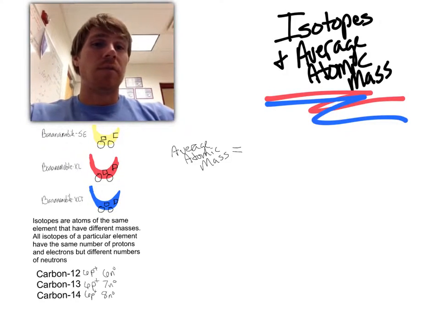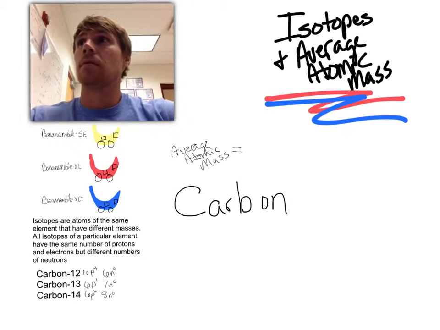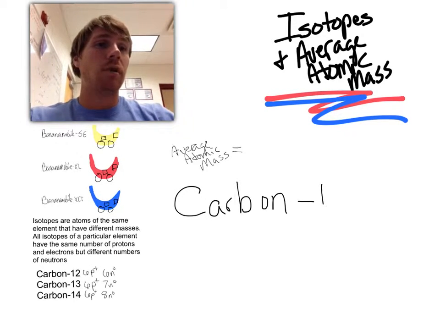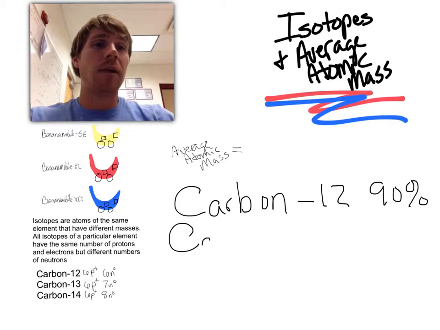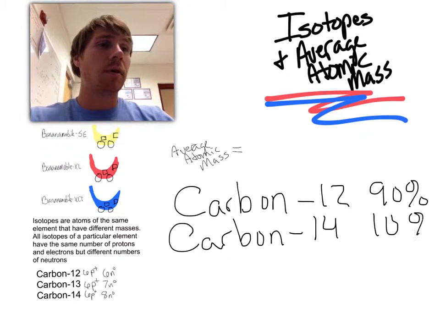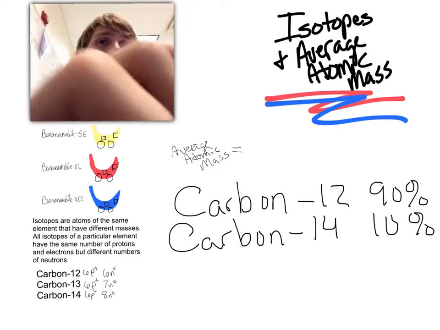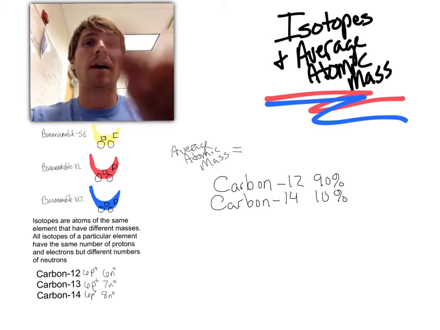Here's going to be our example. So if we have 2 isotopes of carbon, we have carbon 12, and carbon 12 makes up 90% of all of the carbon that's there, and we have carbon 14, and carbon 14 is going to make up 10%. So this is going to be our problem, and we're going to try and find the average atomic mass of these 2 isotopes of carbon.